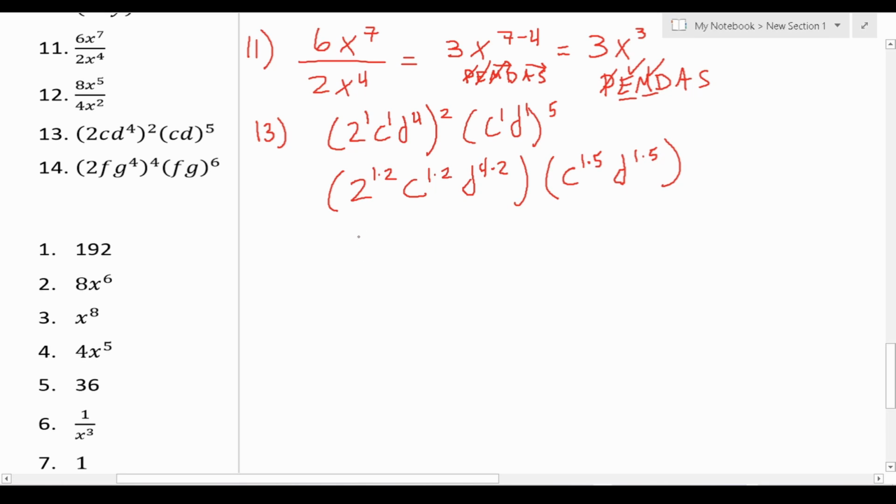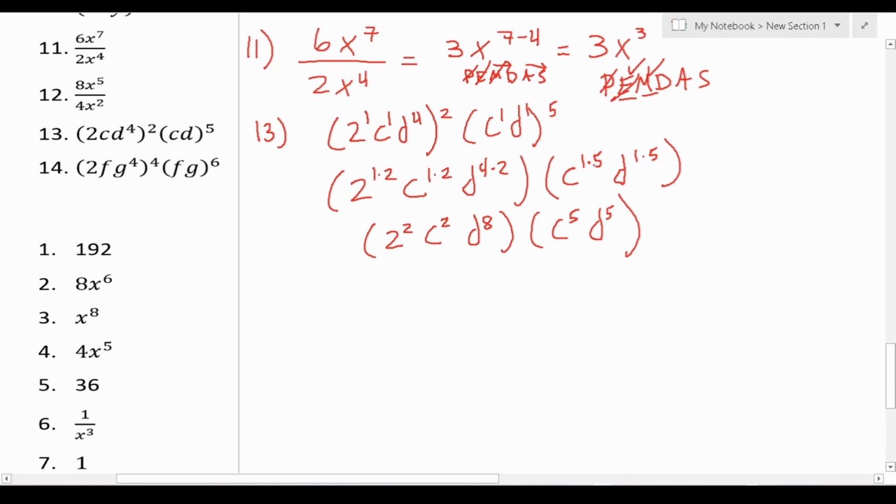All right, let's simplify what's in parentheses before we move on. 2 to the 1 times 2 is 2 squared. C, 1 times 2 is just 2. D, 4 times 2 is 8. All right, let's move on here. This is C. 1 times 5 is 5. D, 1 times 5 is 5. Okay, so we've dealt with our exponents.